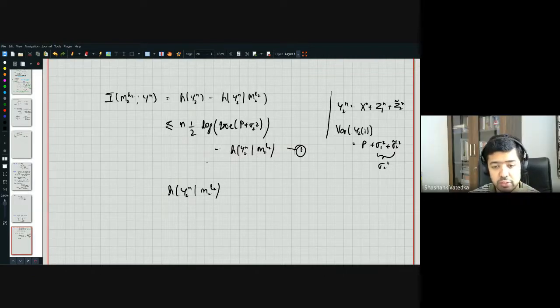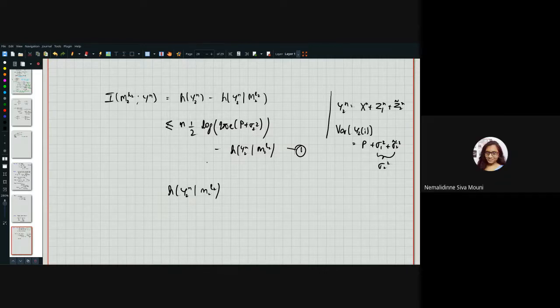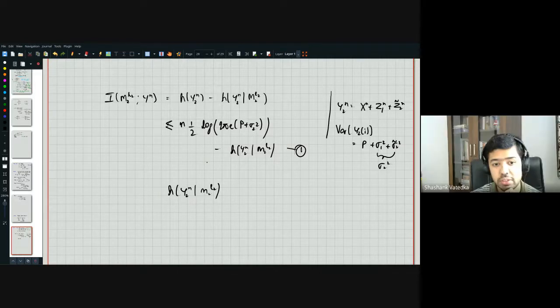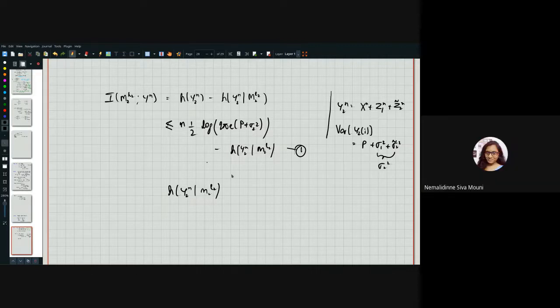So you know that the xn has to satisfy a power constraint of p. So automatically that constrains the entropy of yn. If there's no such constraint, then the differential entropy can be infinite for all we know. Because here the alphabet is the set of reals, right? You need some kind of a constraint.